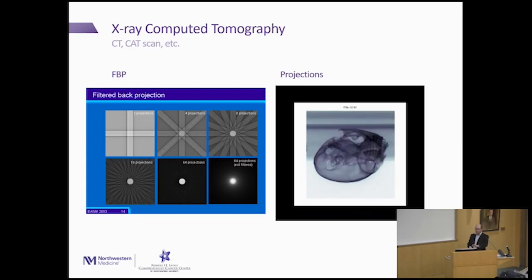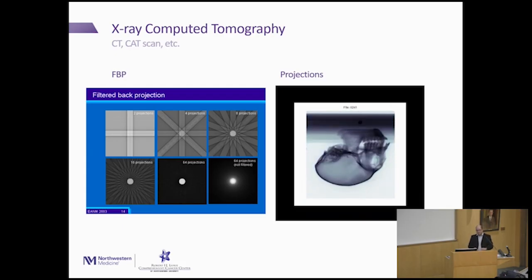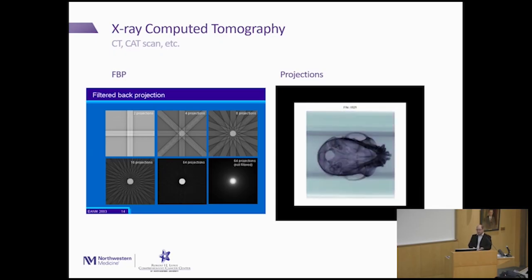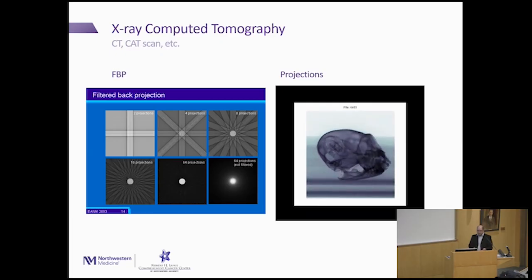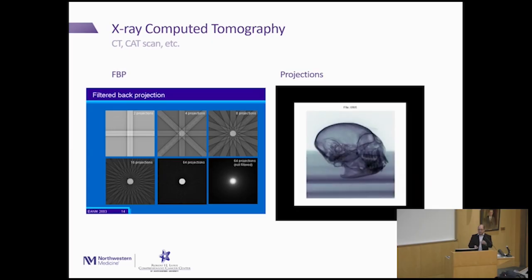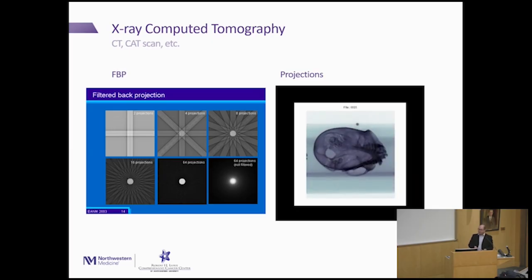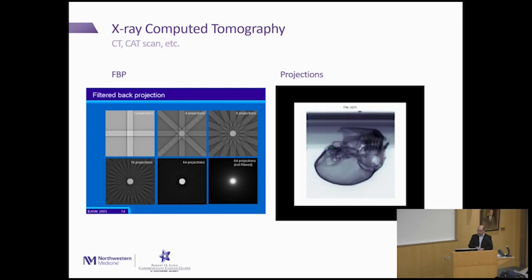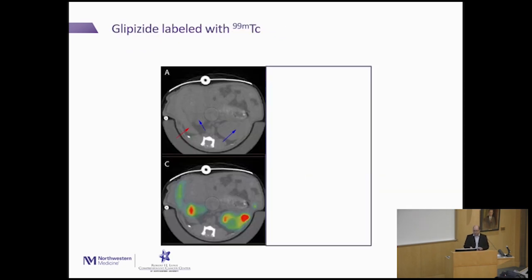So it looks like the skull is rotating, but really the camera is rotating, taking a picture or a 2D X-ray at each position. And you use an algorithm to back project each one of those images to create a 3D object based on the attenuation of the X-ray. And that's all I'm going to say really about CT.